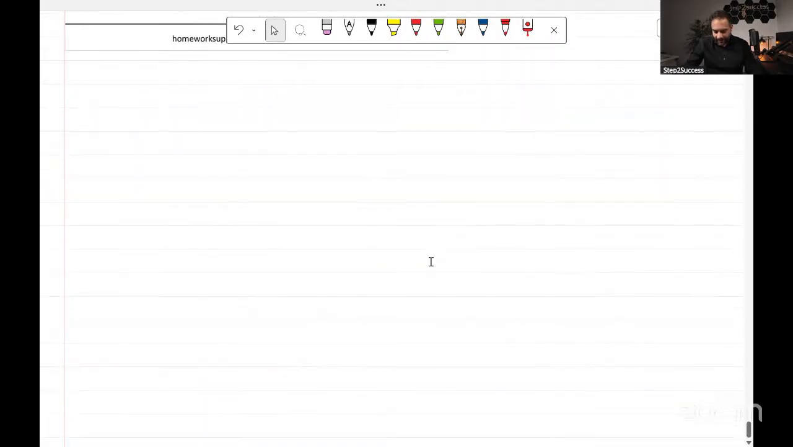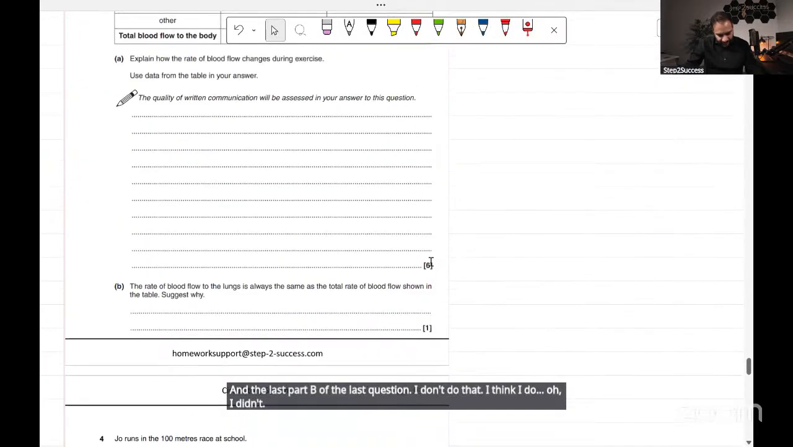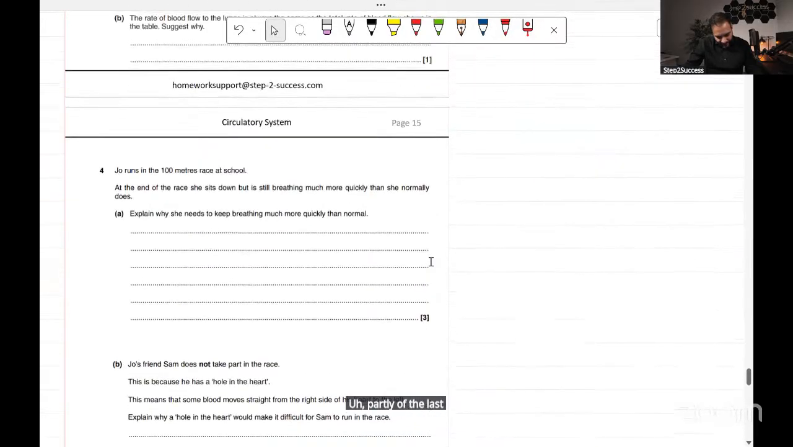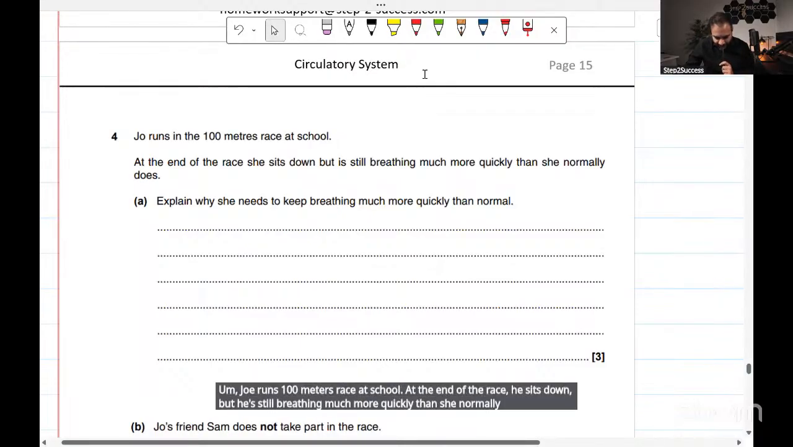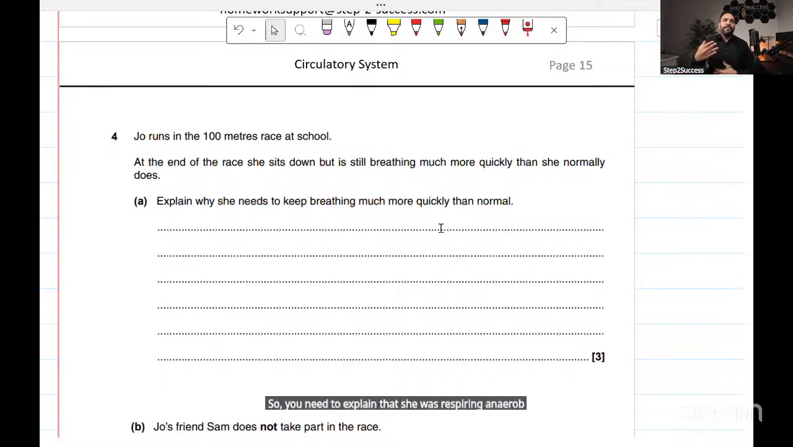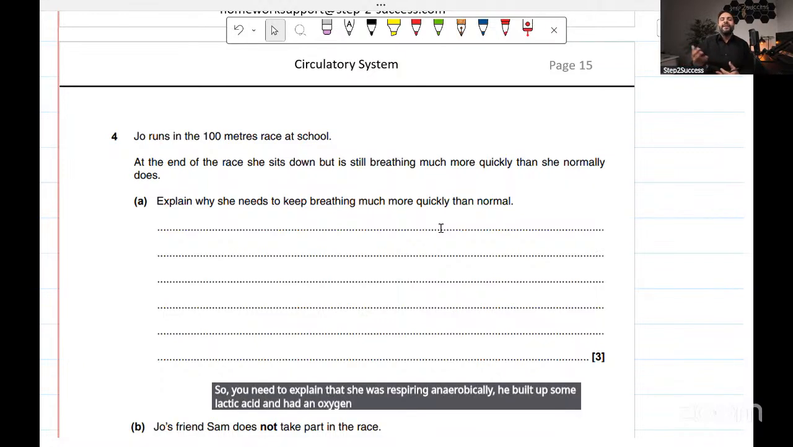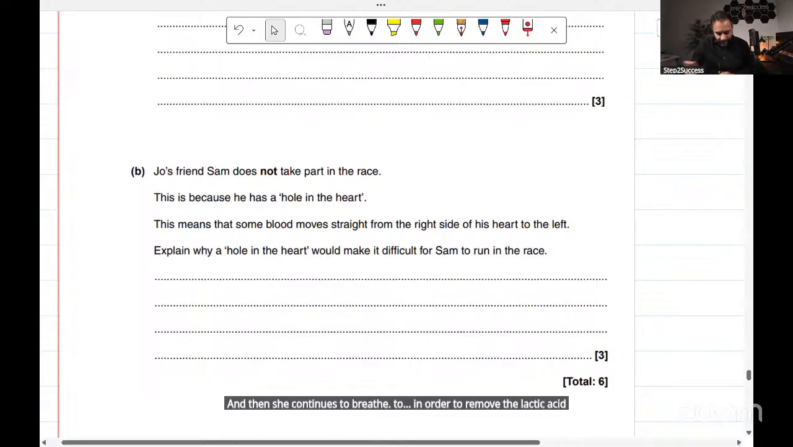And the last part, part B of the last question, about this one here. Joe runs a 100 meters race at school. At the end of the race, she sits down, but is still breathing much more quickly than she normally does. Why? I think that's anaerobic respiration. So you need to explain that she was respiring anaerobically. She built up some lactic acid and had an oxygen debt, and then she continues to breathe in order to remove the lactic acid.